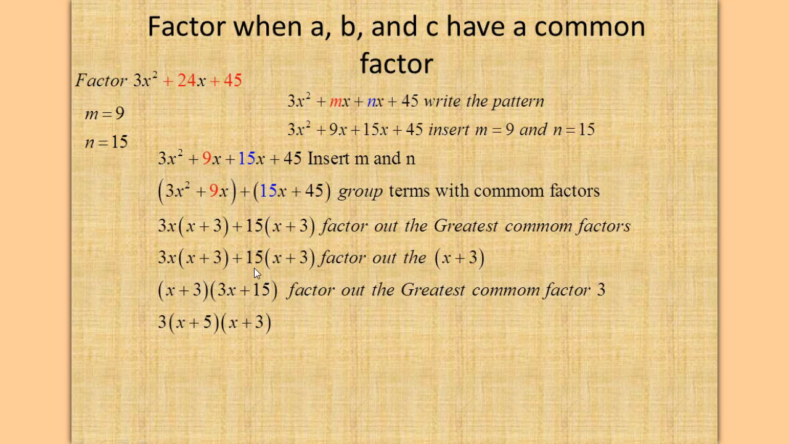Well, x plus 3 is a factor. I can factor it out. So if I factor x plus 3 out, that leaves x plus 3 times 3x plus 15. Now, I can still factor out from 3x plus 15, I can factor out a 3. So I factor out a 3, and that leaves me 3 times x is 3x, so x, and 3 from 15 is 5. So that's 3 times x plus 5 times x plus 3 right there. And that's my factors.